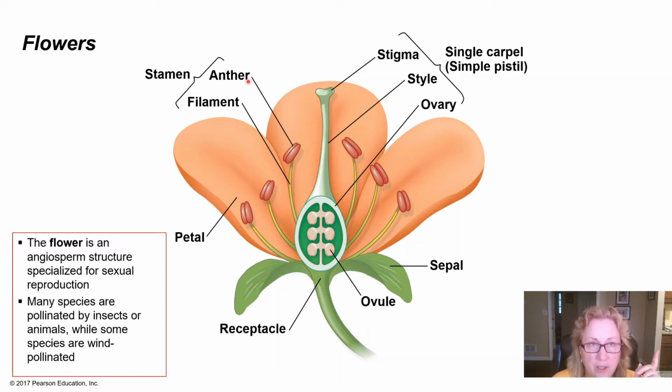For the male parts of the plant, the word that's important is the anther. Inside the anther is where the microspores are that are going to become the pollen grains.